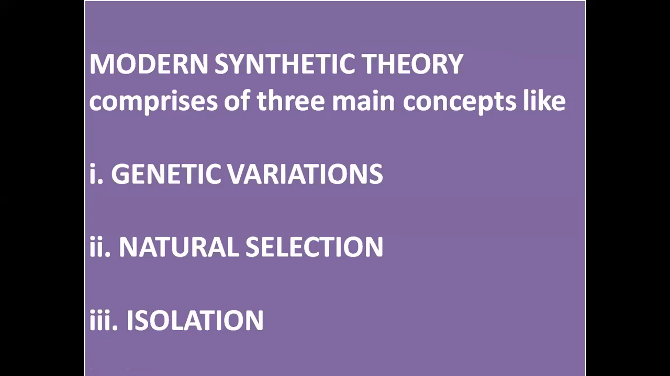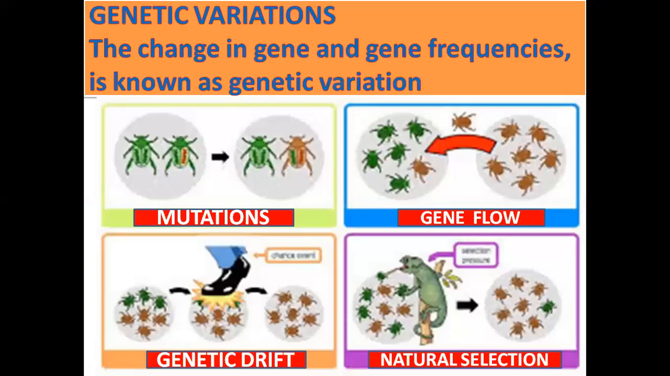Modern synthetic theory comprises three main concepts: genetic variations, natural selection, and isolation. Now see about genetic variations. The change in gene and gene frequency is known as genetic variation. Underline this sentence from the textbook: change in gene and gene frequency is known as genetic variation.